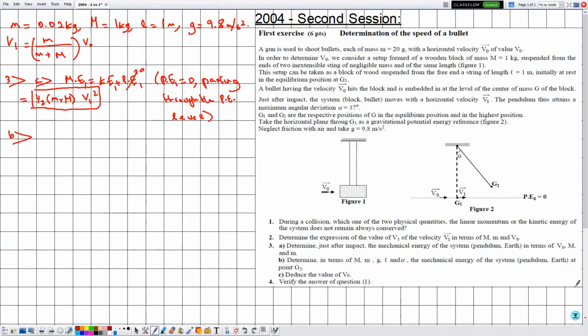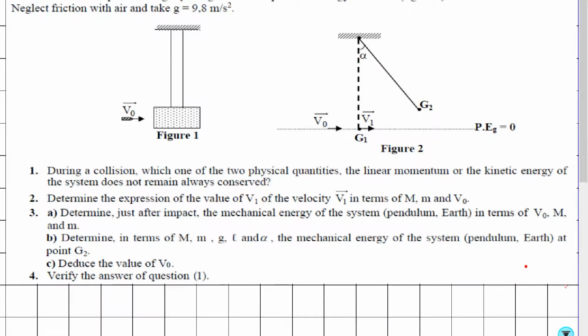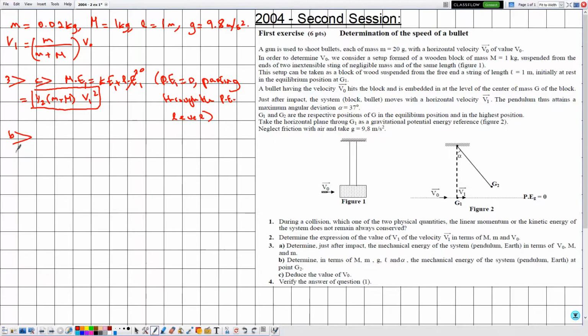Now in part B, they are telling us to determine, in terms of capital M, G, L and alpha, the mechanical energy of the system pendulum-earth at the point G2. So we need to determine the mechanical energy at the point 2. The mechanical energy at the point 2 is given by kinetic and potential.